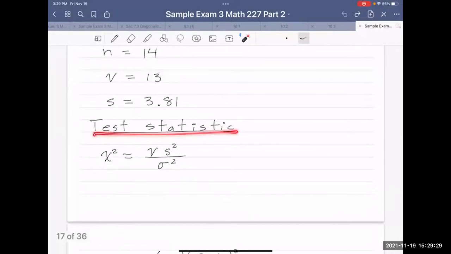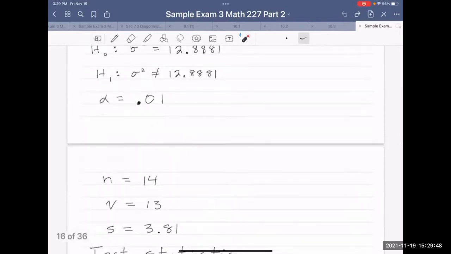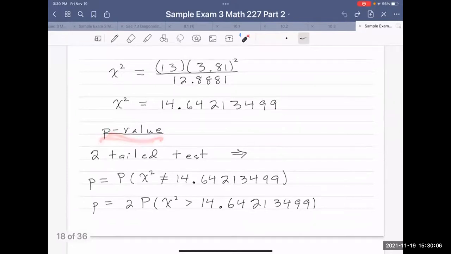Let's calculate our test statistic. So chi-squared equals degrees of freedom, 13, times the sample standard deviation squared, so 3.81 squared, divided by the population variance, which is 12.8881. And so let's calculate. So I get chi-squared is 14.64213499.